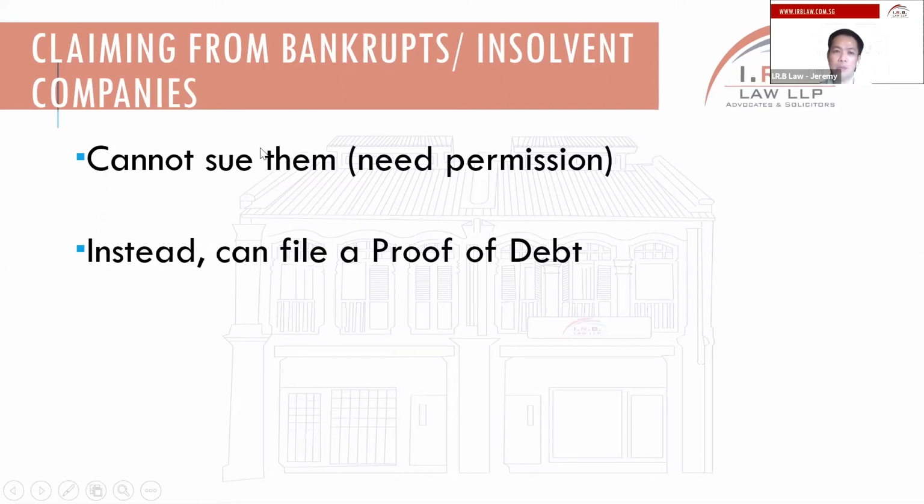So what happens if they are bankrupt or insolvent? Unfortunately, all you can do is file proof of debt, and then the liquidator will assess the claims, and then you can go from there. But by the time a company is bankrupt, unless it is a very, very large company with assets which are not easy to hive off, most of the time there's not much to get back. So this is something to think about.